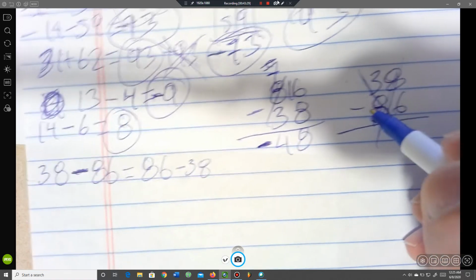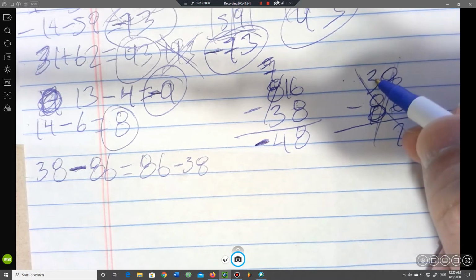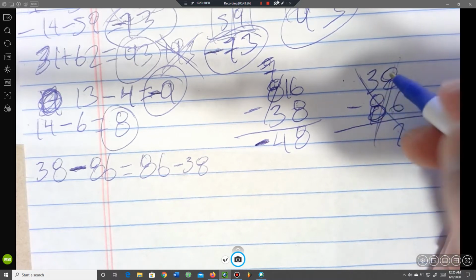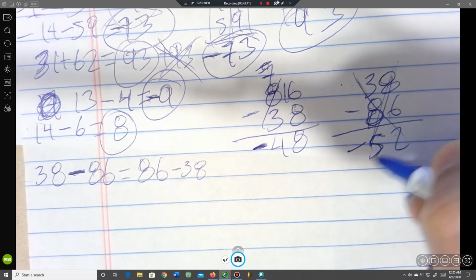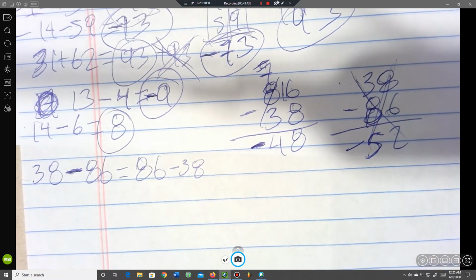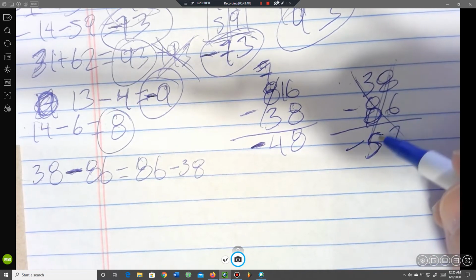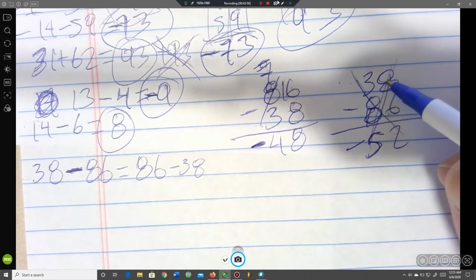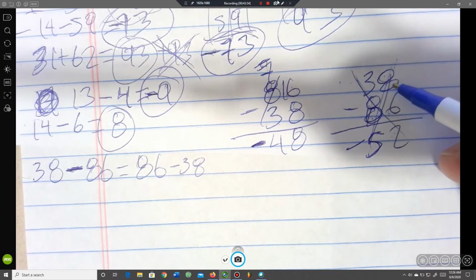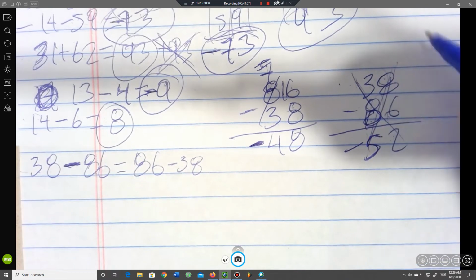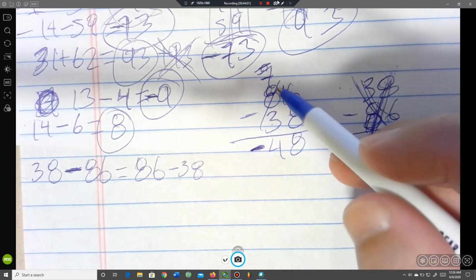Okay, so let me go back over here. So we were subtracting 8 minus 6, and then 3 minus 8. We got a negative 5, didn't we? We got a negative 5, and the answer was negative 52. So you see how that doesn't work? If you subtract a large value from a small value, this is not the way you're supposed to do it. You're supposed to subtract a small value from a large value. Okay.